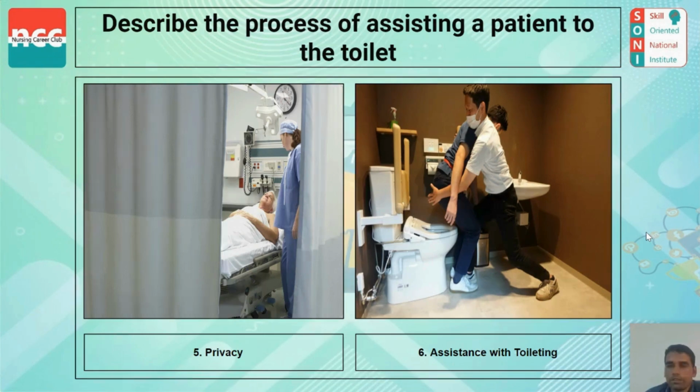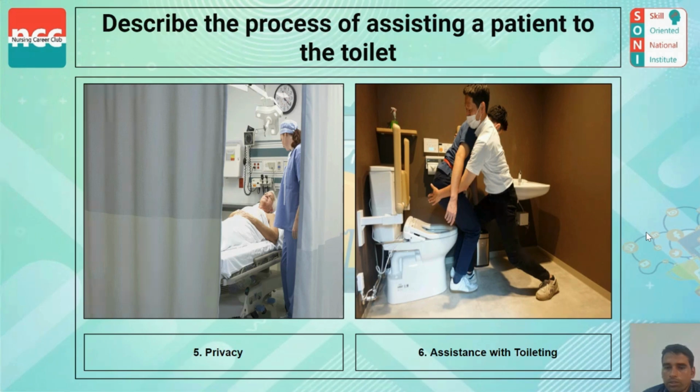Now we will talk about privacy. Privacy is when a patient is admitted to a hospital and needs to change their clothes, then there should be proper curtains in the surrounding area of the patient so that he or she can change his or her clothes at any time. So this is related to privacy.